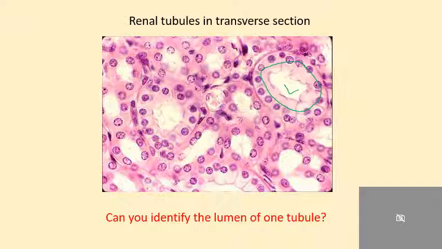Here's the lumen. L is for lumen. I don't know which renal tubule that is. I can't tell by looking at the histology. It might be a proximal convoluted tubule. It might be a distal convoluted tubule. It might be the loop of the nephron. We certainly can't tell. They're all made out of simple cuboidal epithelial cells.